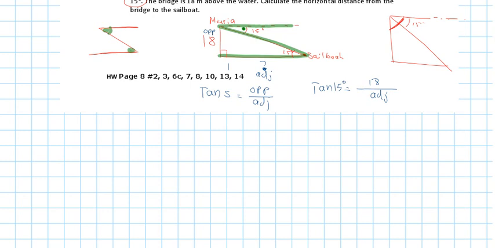Okay, so what do you do now? Yeah. So that's going to be adjacent is equal to 18 over tan 15, which is going to be 67.2.